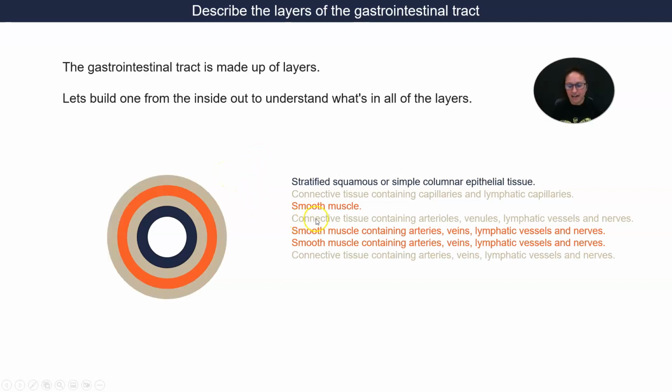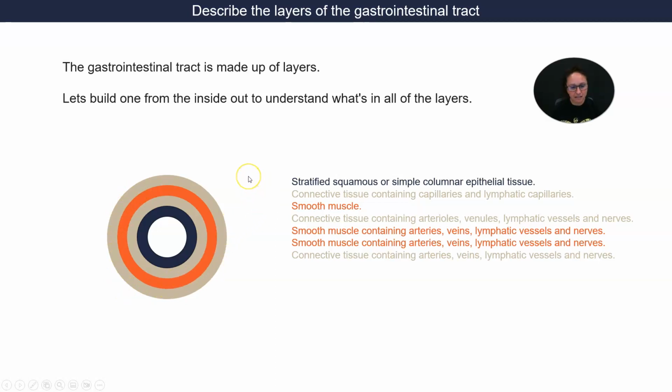We have another layer of connective tissue. This time we have more blood vessels and then we have some nerves. So you can add those here on this picture, okay? The arterioles can be small red circles. Venules can be small blue circles. Lymphatic vessels can be small green circles. And nerves, you can do them as small yellow circles. So you can add them into this layer just to finish off this picture.